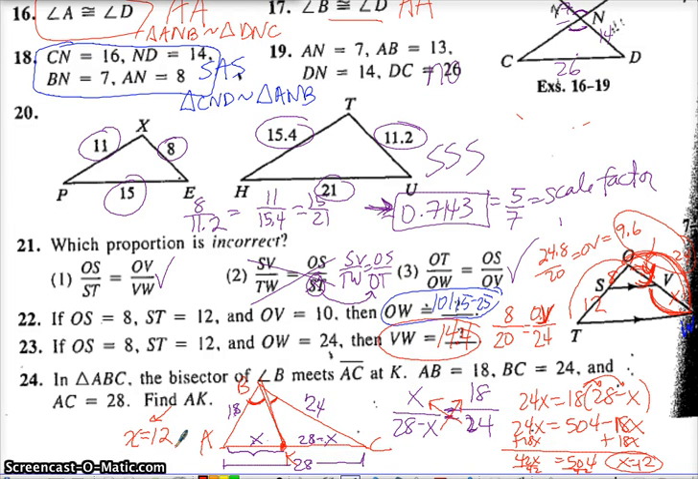Is that really the value of AK? Well, yes it is, because I named AK equal to X. So yes, that is the value of AK. So therefore, what would KC be? Well, you would subtract 12 from 28, get 16. That would be KC. They didn't ask us for that, but again, if they did, there's your answer.